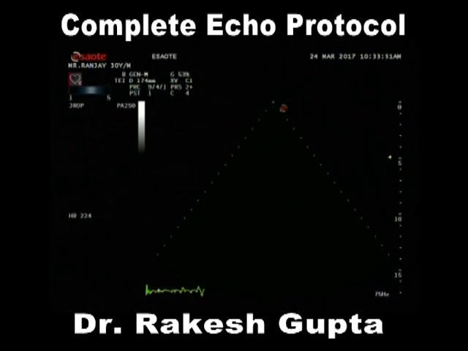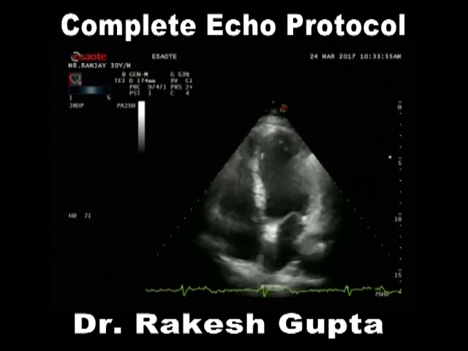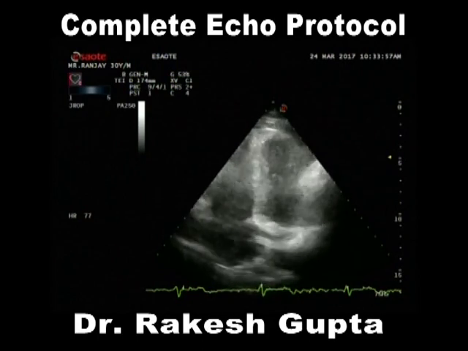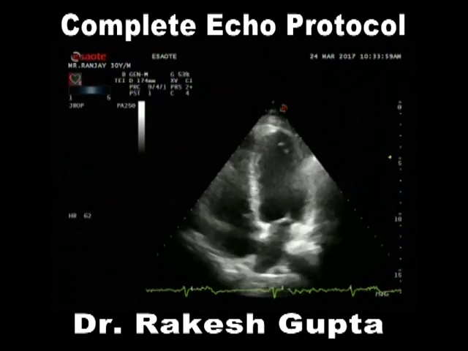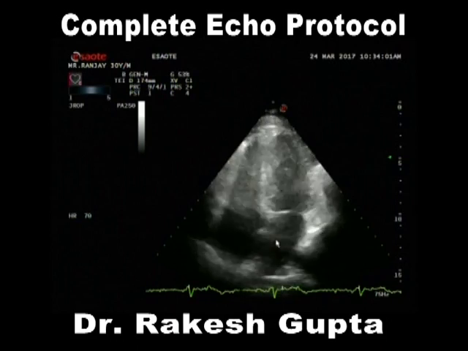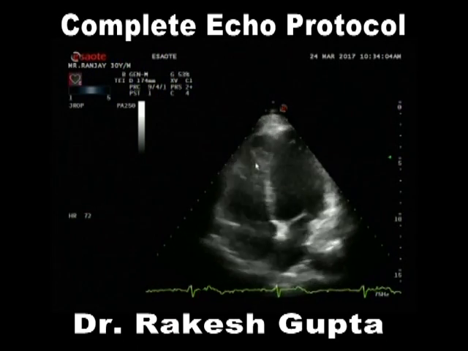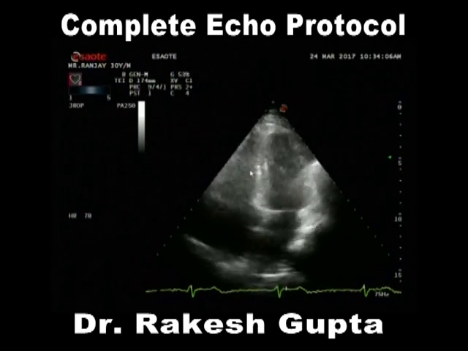Then once we have done this 4-chamber LV function evaluation, we always look for any structure which is seen extra in the LA or RA or in the RV.